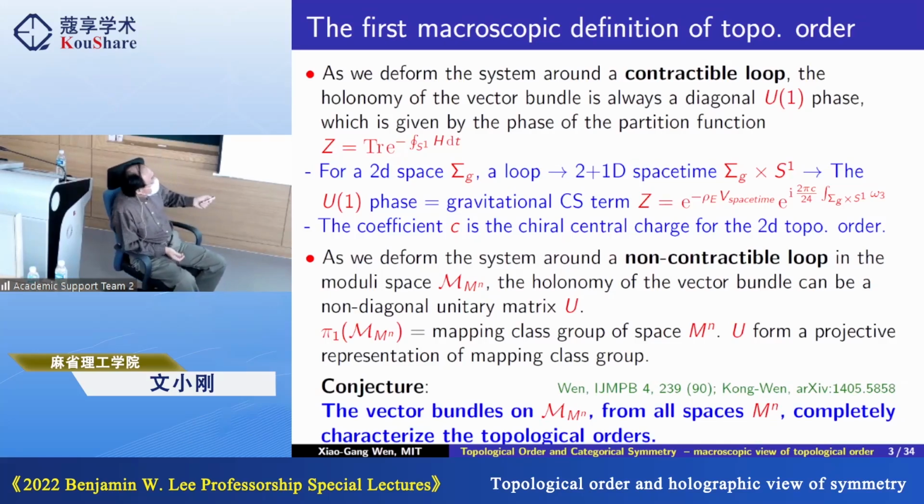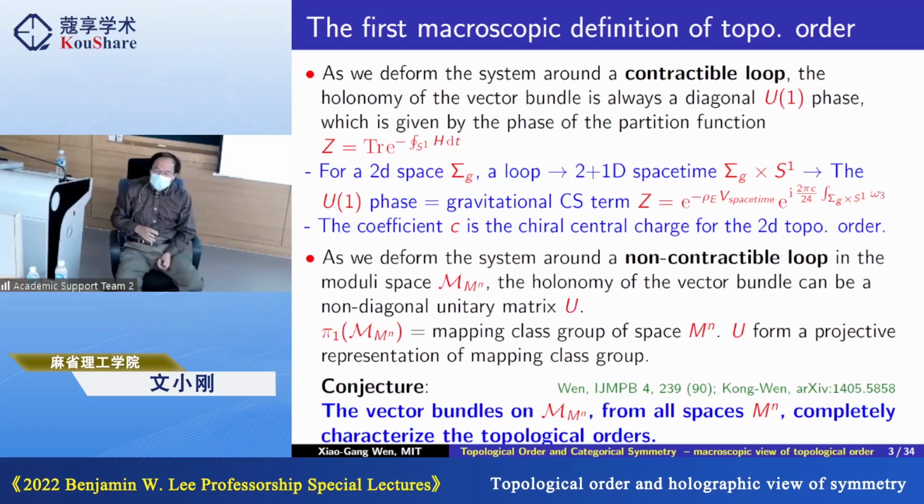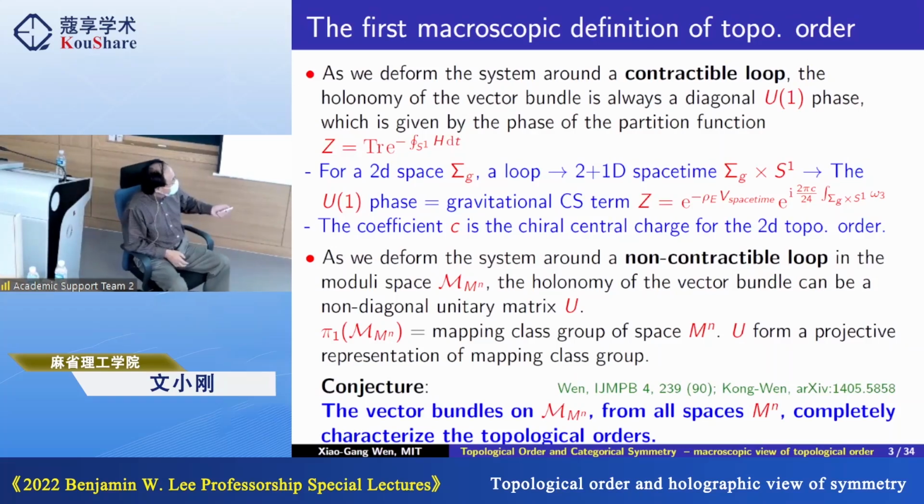Okay. And then if you go around the non-contractile loops, then we could have a non-diagonal unitary matrix. And so this SU(N) part starts to appear. And we know that the pi 1 of this moduli space is a mapping class group. There's some subtlety here, but let me just say that it's some kind of mapping class group. And so therefore, this U from this non-contractile loop actually is a representation of this mapping class group.